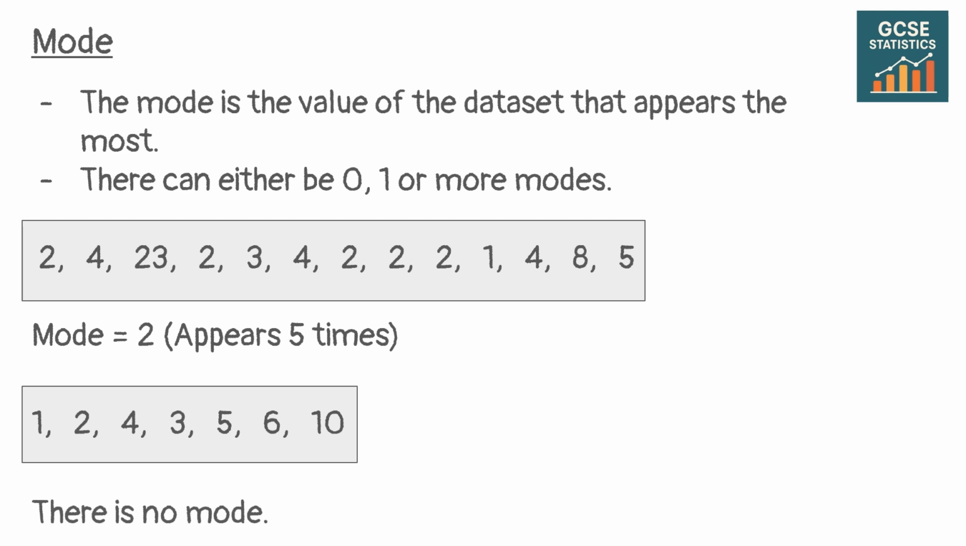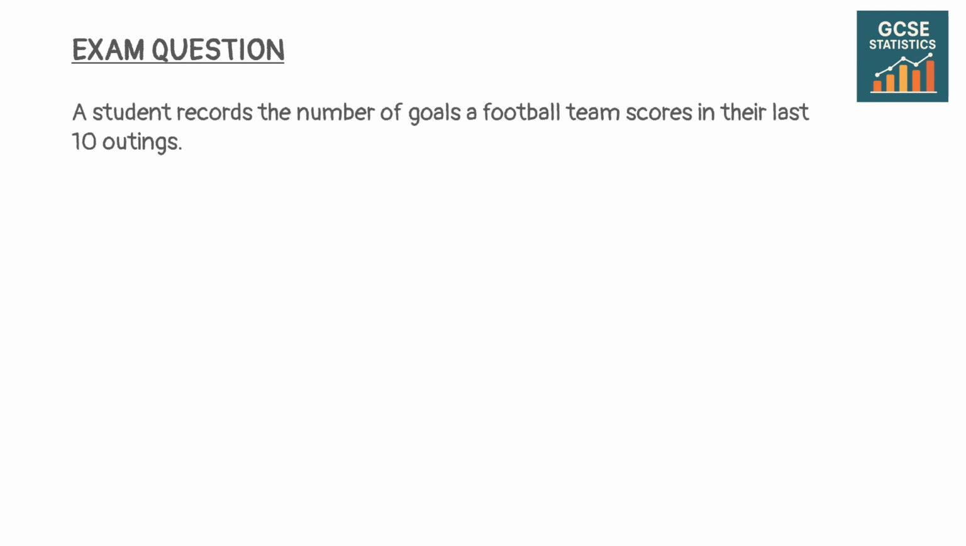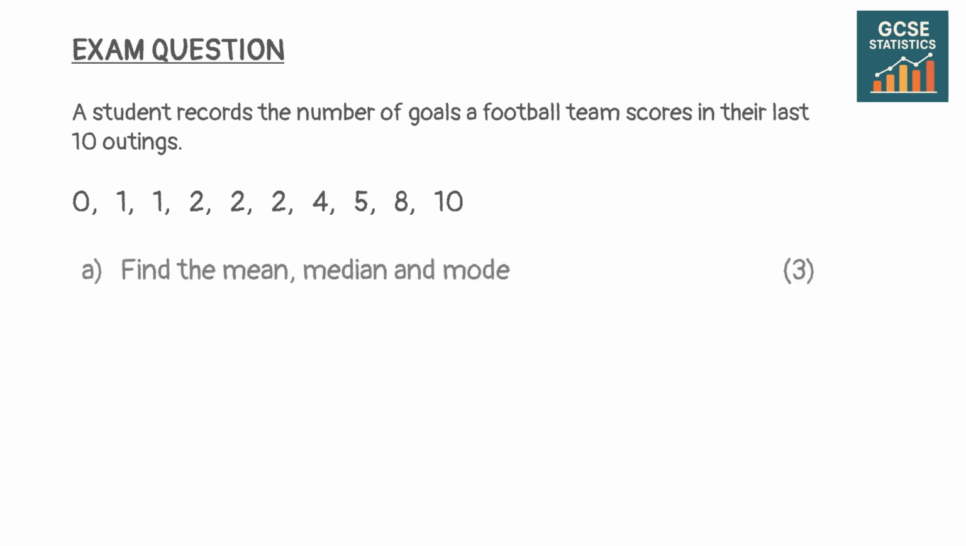This video is quite simple, so there will only be one quick exam question to test your knowledge. A student records the number of goals a football team scores in their last 10 outings. The numbers are 0, 1, 1, 2, 2, 2, 4, 5, 8, and 10. We need to find each of the mean, median, and the mode. Well, have a go. Make sure you've mastered this topic, as almost all equations you work with fundamentally build on these.